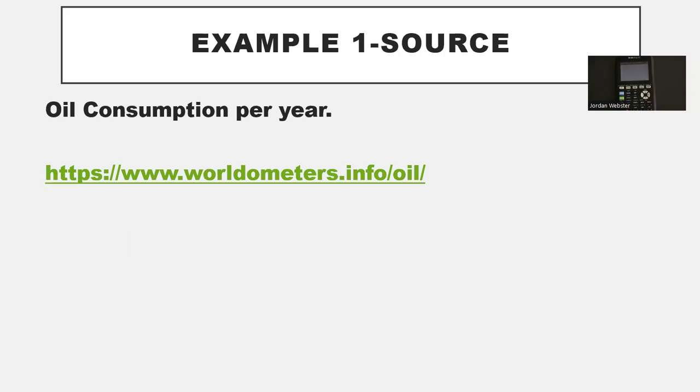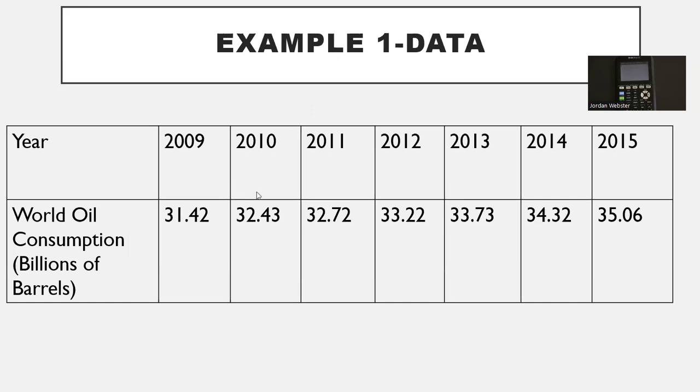Our example is going to look at oil consumption from the year 2009 to the year 2015. That source of the data I found was here. So let's take a look at the oil consumption in these years. So let's assume that we're going to use the year as our X value and the oil consumption in billions of barrels of oil as our Y value.